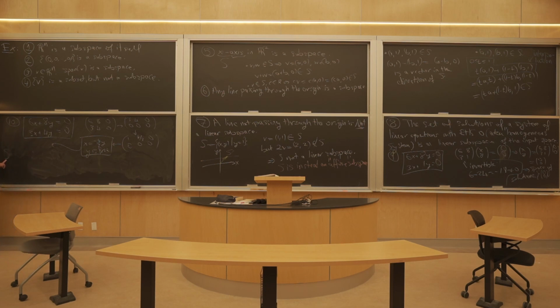So the set of solutions equals x comma y pairs in the plane such that this expression holds. So x is equal to minus 4 over 3y. Okay?